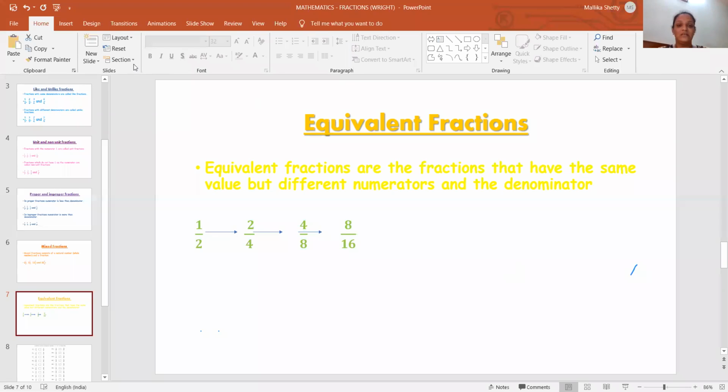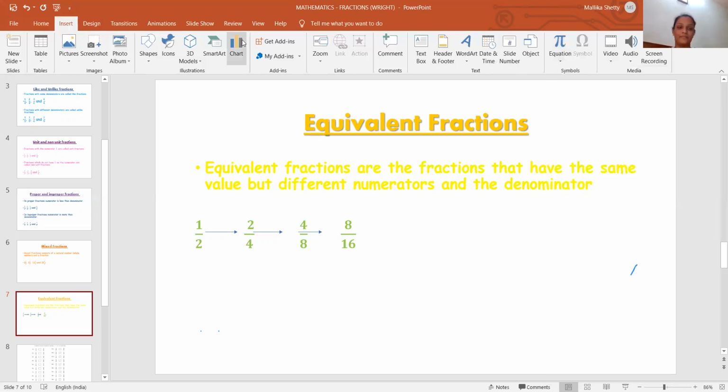Okay, or say, I will tell you now. If I have a fraction, for example, okay, we will come back to this equivalent fraction later. I'll tell you how to find equivalent fractions of a given fraction. Now, first, let us solve this.